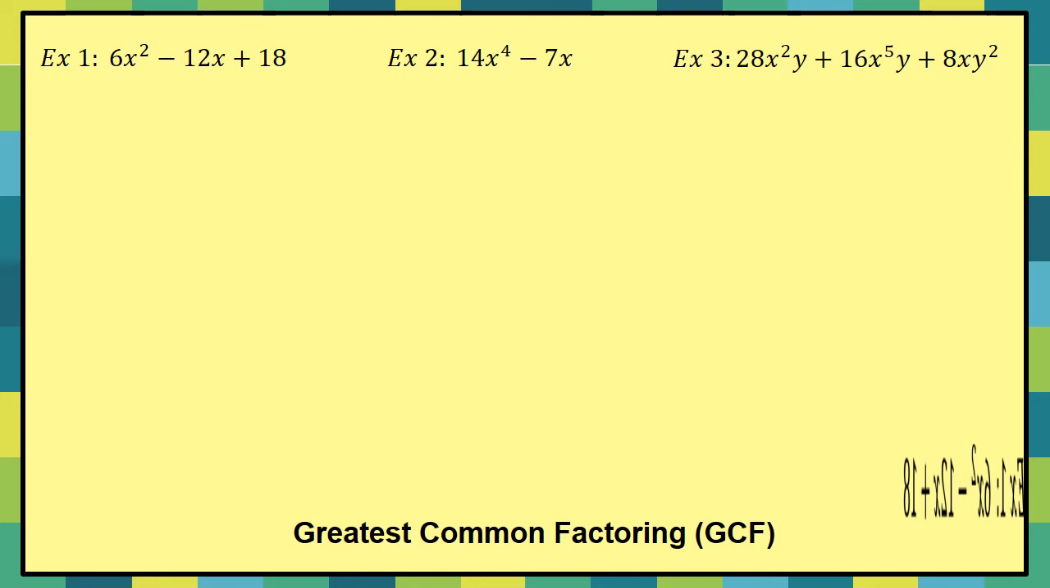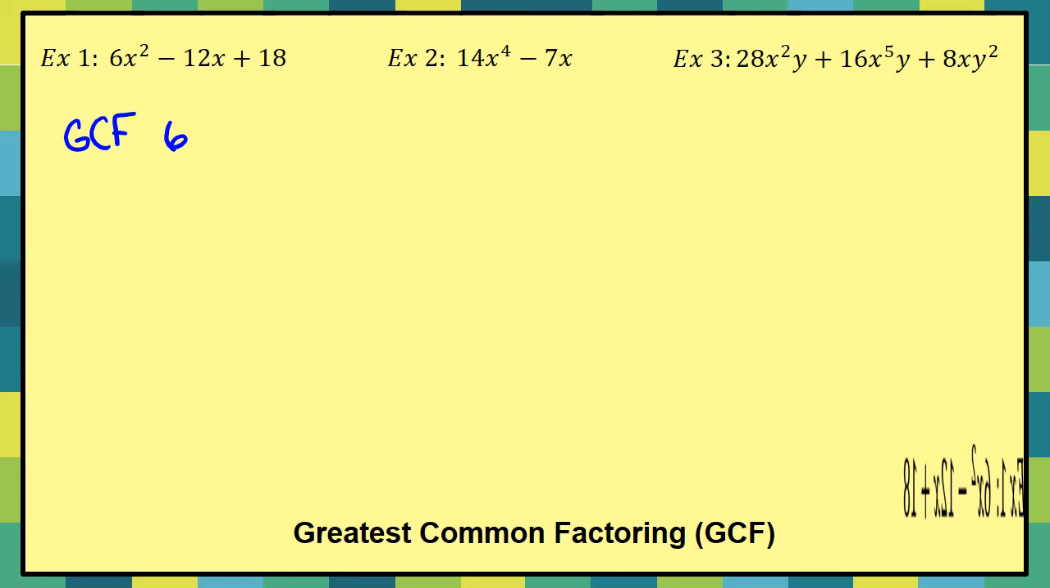All right, let's take a look at the bottom half of your foldable and work on some of these examples. First thing I want to do is decide my greatest common factor. So on example 1, greatest common factor, what can I divide out of 6, 12, and 18? Well, look at the smallest number first. Does 6 fit into all of those numbers? It does, so I can divide a 6 out. How about a variable? Can I divide an x away from everything? I can't because that 18 doesn't even have an x. So the only thing I can divide out is a 6.